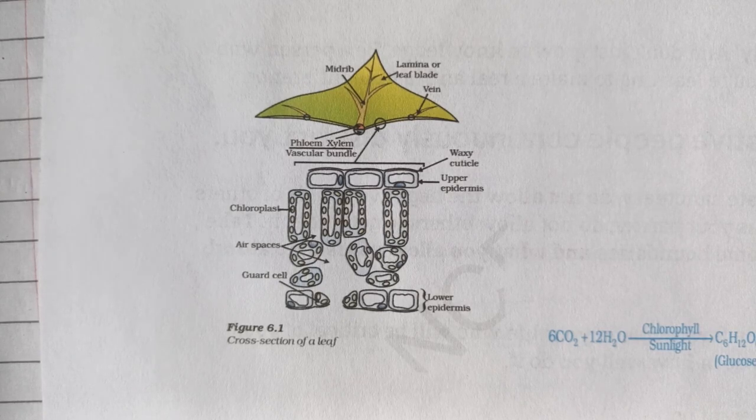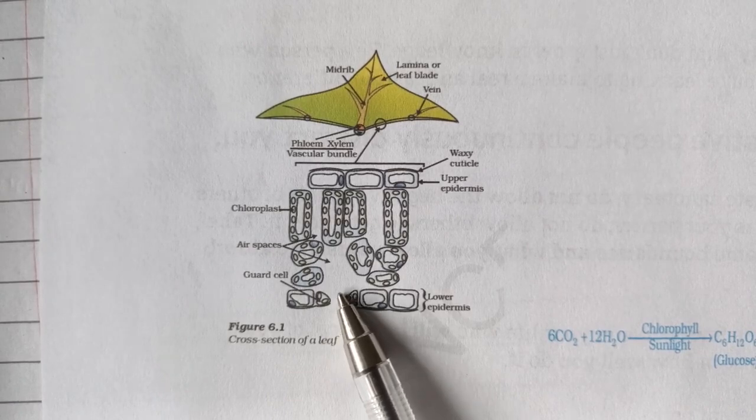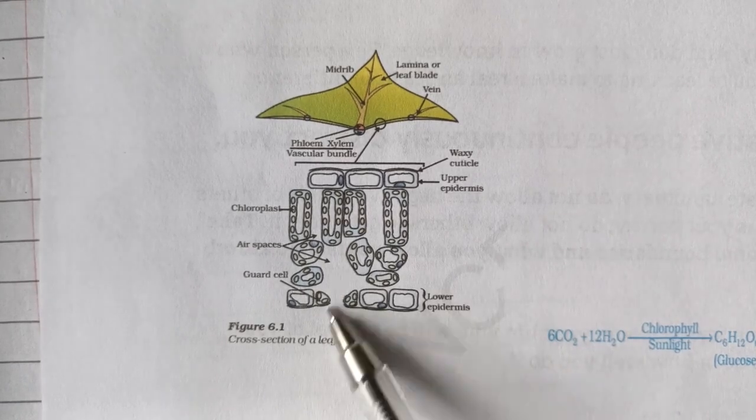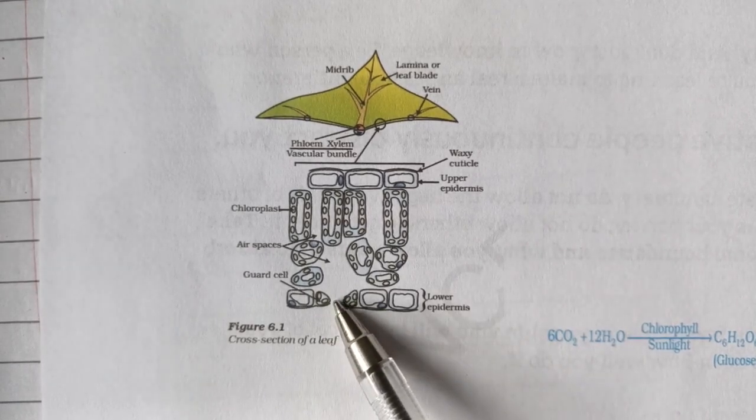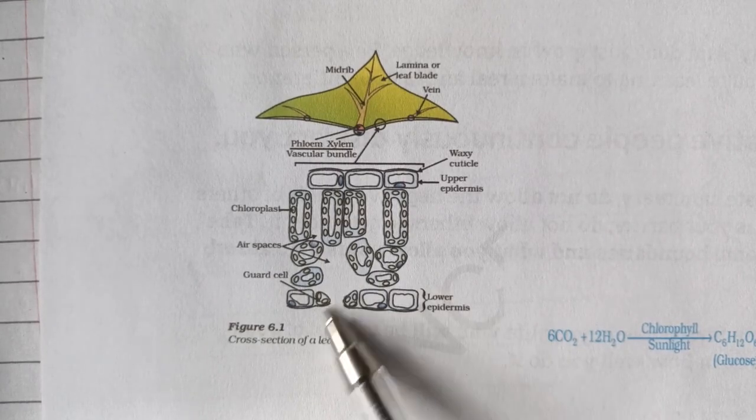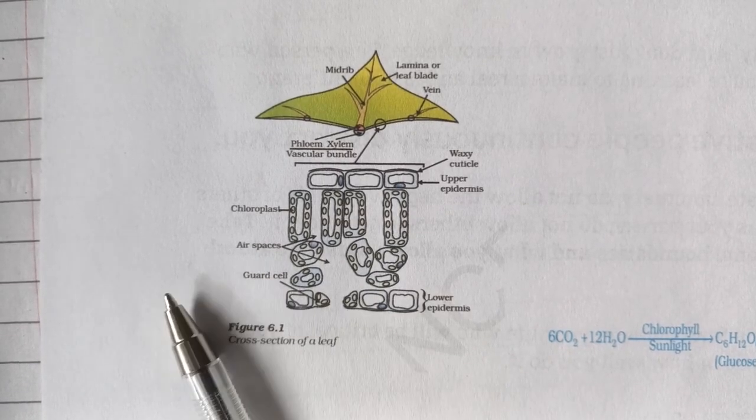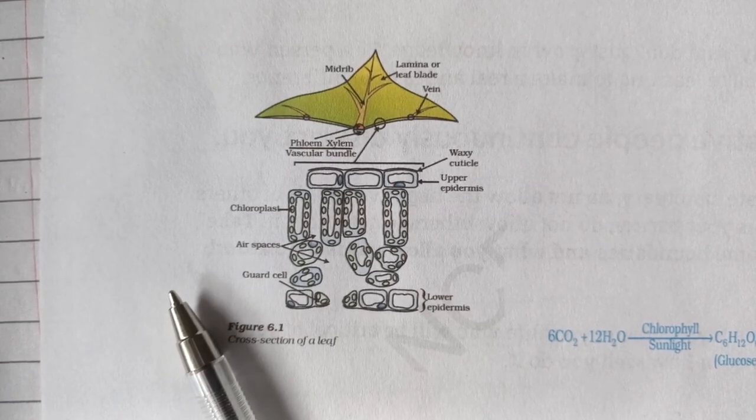So they maintain the aperture size of this pore, and then depending on that, the gaseous exchange, carbon dioxide and oxygen, as well as water vapor, passes through these. So these processes can be controlled with these guard cells and pore mechanism.